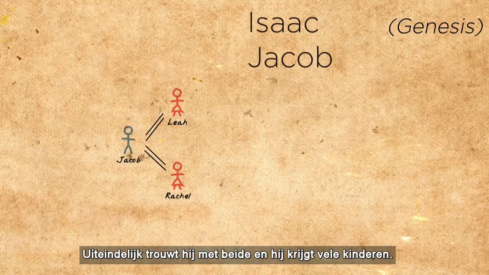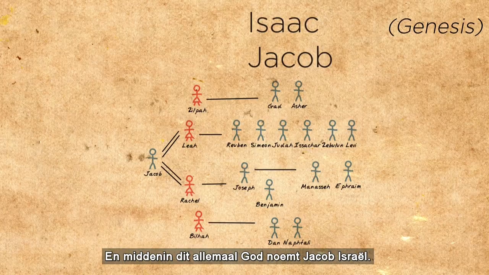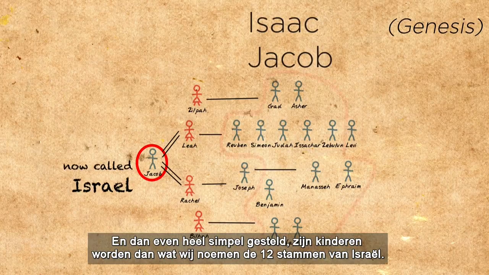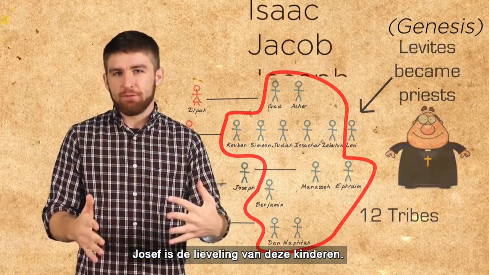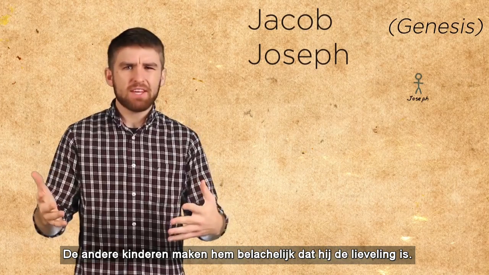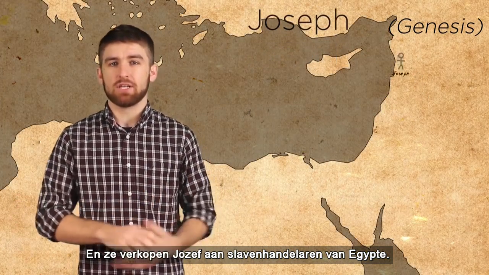He ends up marrying both of them anyway, and then having a whole bunch of kids. And somewhere in the midst of all this, God renames him Israel, and then in a simplified way, his kids become what we know of as the 12 tribes of Israel. Joseph is the favorite of these children. The other kids, they weren't so fond of this favoritism, and they sell Joseph to slave traders in Egypt.